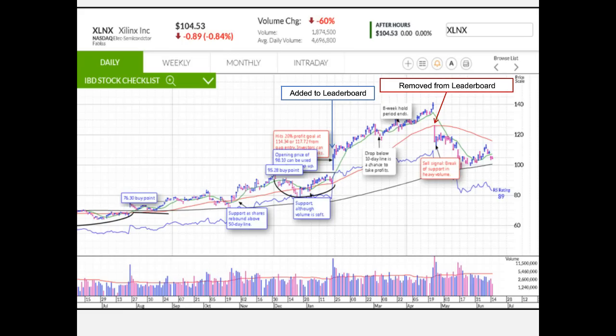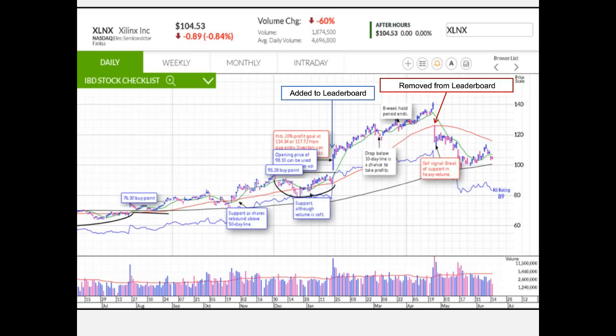The first one, XLNX. Yeah, Xilinx. This was really a big winner for us. This was added on January 24th. So again, we had that follow-through day in early January. You want to be looking for stocks to buy on or around a follow-through day, but remember that leading stocks can come out 2-3 weeks after the follow-through day. So Xilinx, a perfect example. It was added as a half position on January 24th.